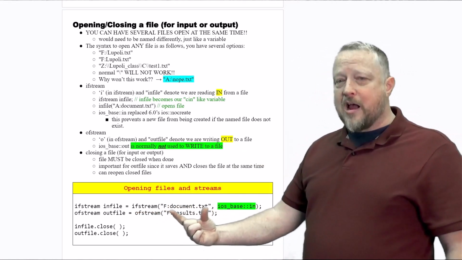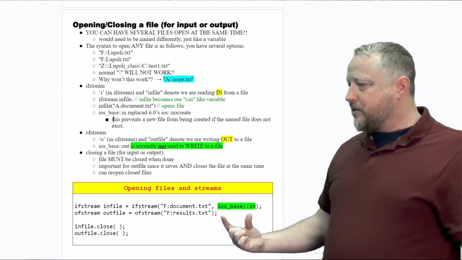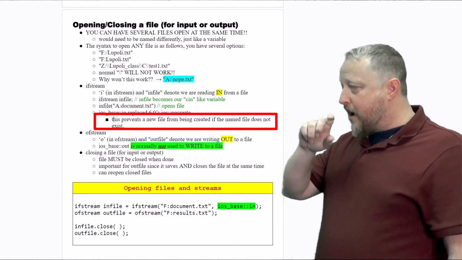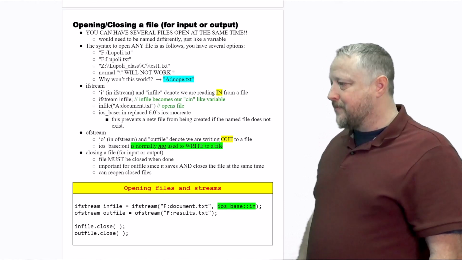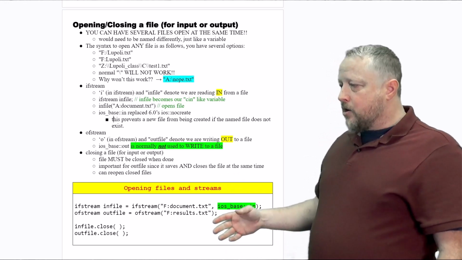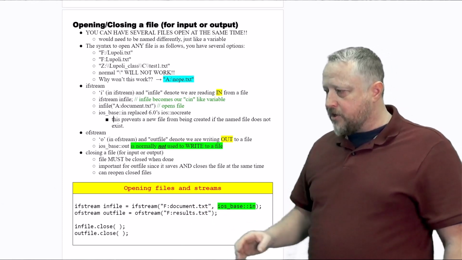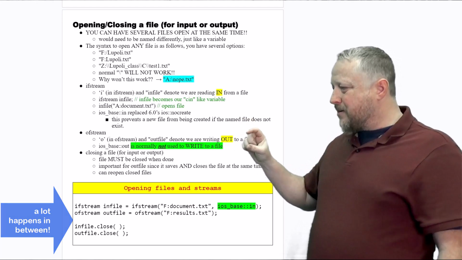I think you can figure out what this is trying to do. And to be honest with you, I got burned one time. This is in there and it's being highlighted right now. This prevents a new file from being created if the file does not already exist. So anyway, here we have our two opening statements and then we have our closing statements that happen at the very end.